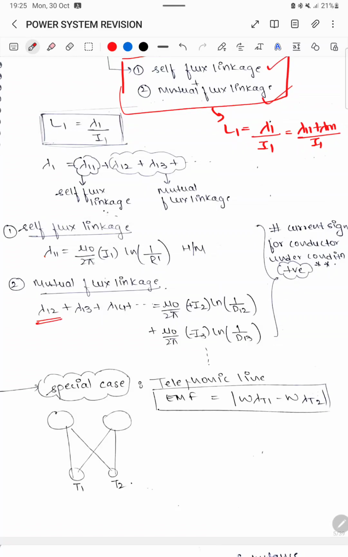Lambda 12 would be mu naught upon 2 pi, because of some other current, right? So there will be, let's say, I2 ln 1 upon D12. Then similarly lambda 13 would be because of I3, and the distance would be D13.